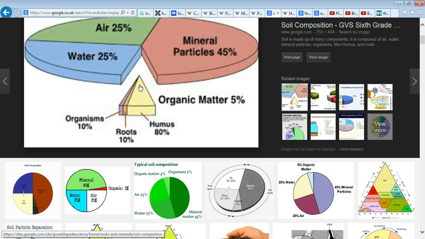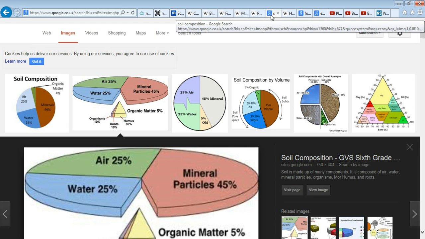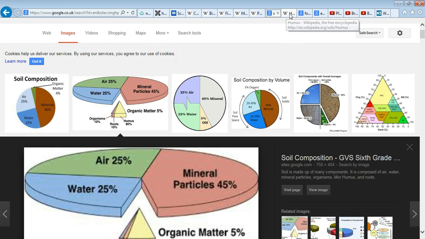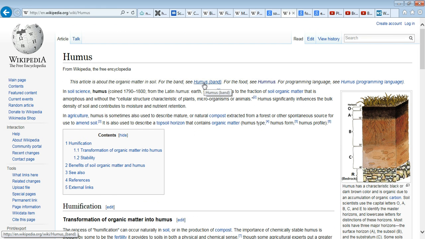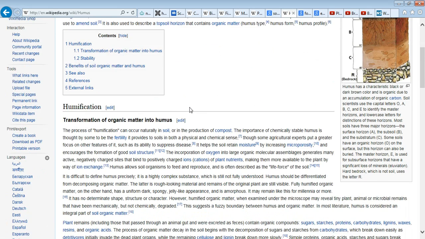And 80% of the organic matter is humus. Okay, so I'll take you to humus and I'll show you how complex that is. Humus is a topsoil that contains organic matter.